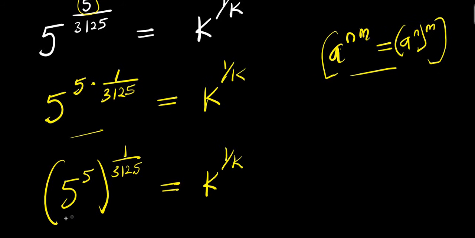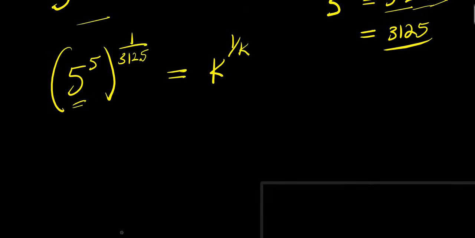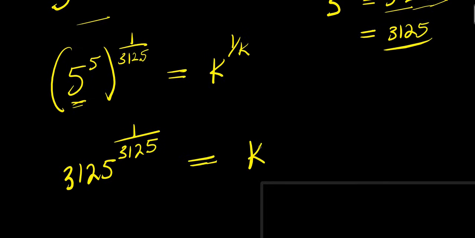So we need to find out the value of 5 power 5. So 5 to the power of 5 is 5 times 5 times 5 times 5 times 5. And this is 5 times 5, 25 times 5, 125 times 5, 625 times 5. This is 3125. So we have been able to achieve the fact that 5 power 5 is 3125. And this is raised to the power of 1 over 3125. And this equals k power 1 over k.